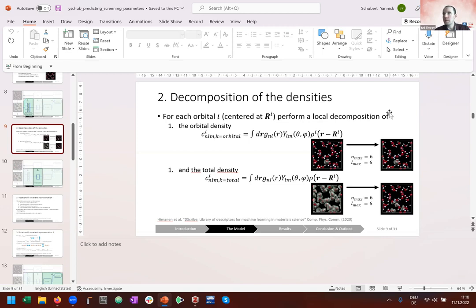Okay, there is another question from Nicola Colonna. Could you comment on the transferability of the model? How difficult would it be to predict screening coefficients for a system different than the one used for training?